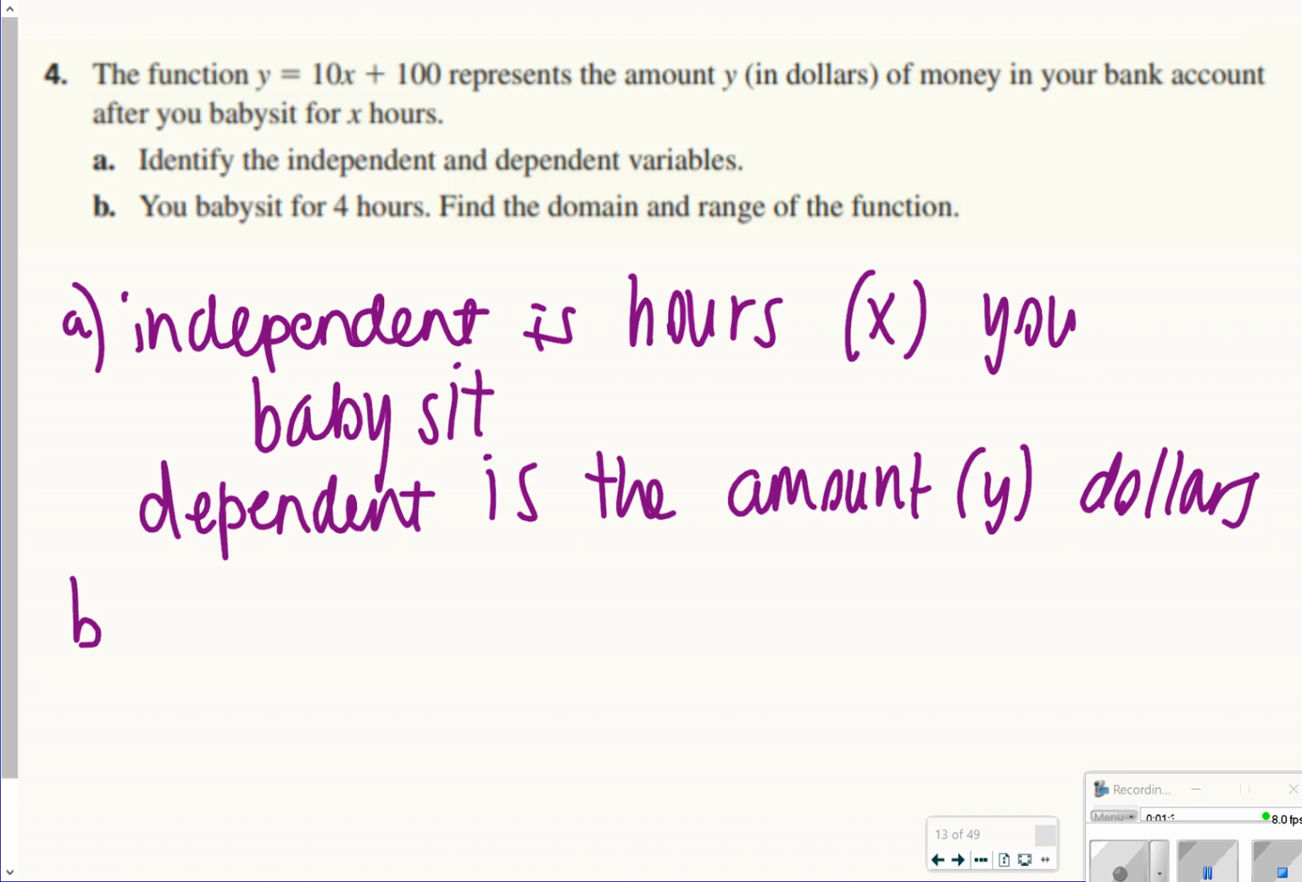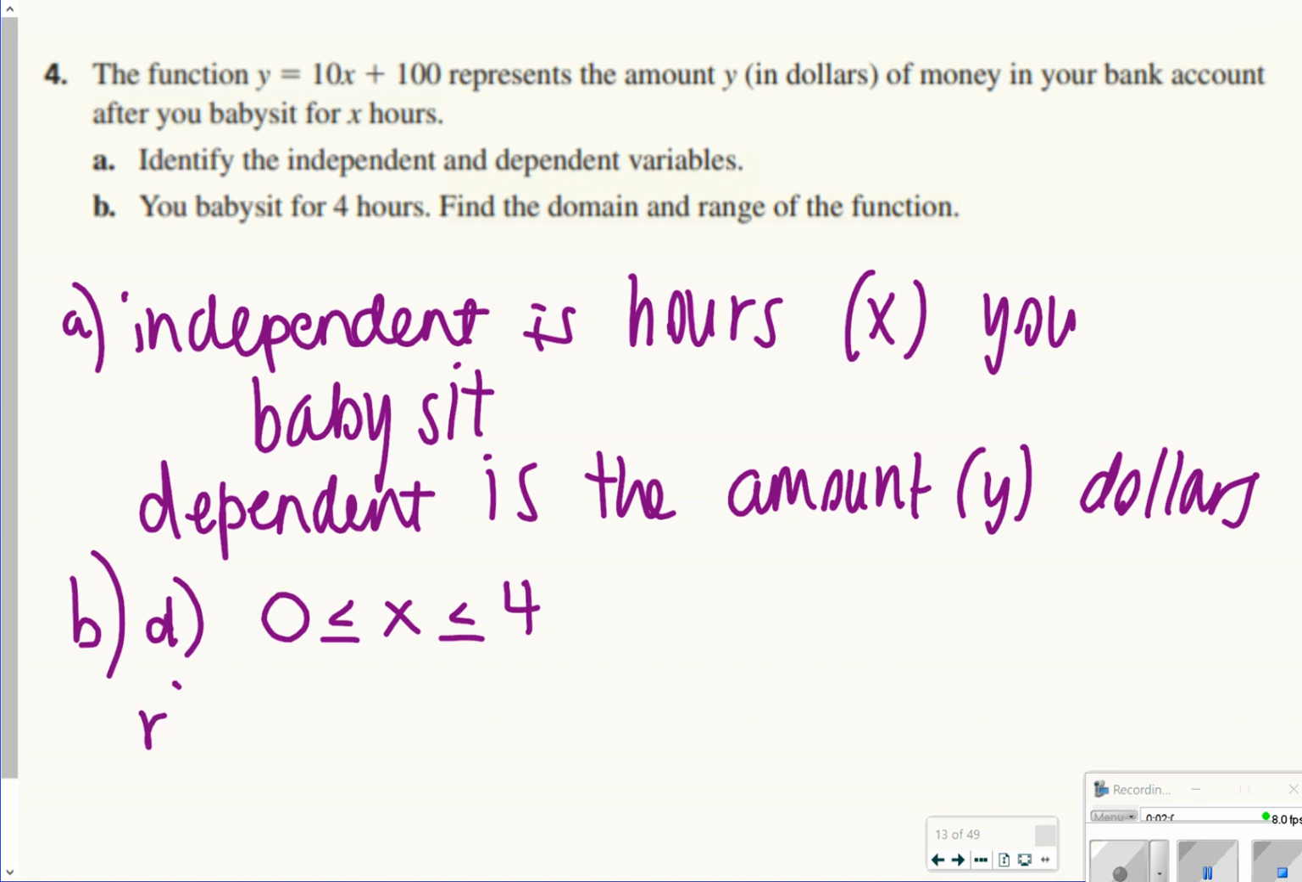If we babysit for 4 hours, we would find the domain. Let's find the domain and the range. If I babysit for 4 hours, I can go up to 4 hours, but anything in between could be working. So I could go anywhere from 0 all the way up to 4 hours. You can't go in the negatives because you can't babysit negative hours. So that would be the domain.